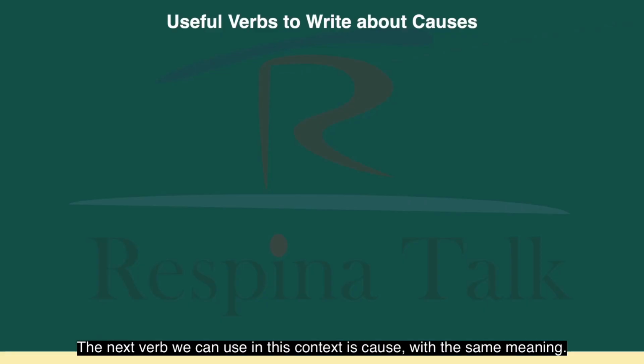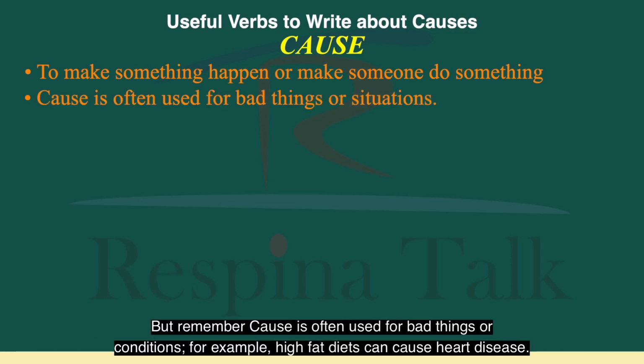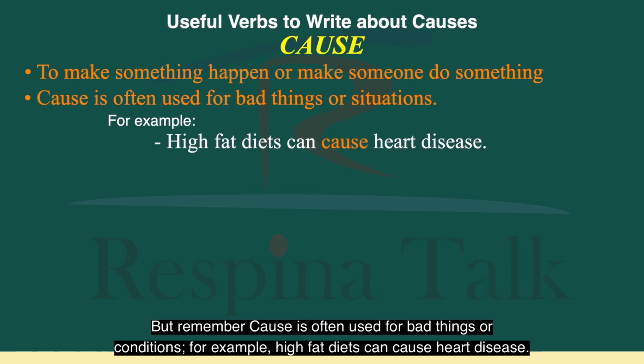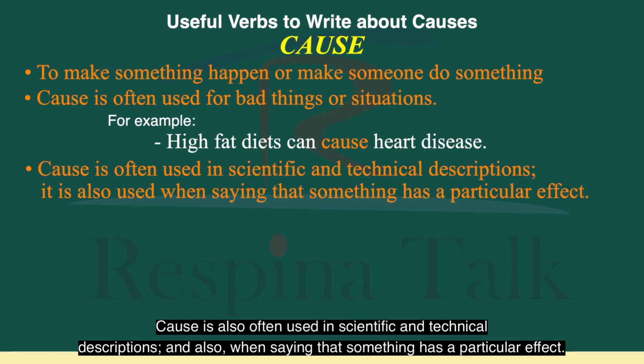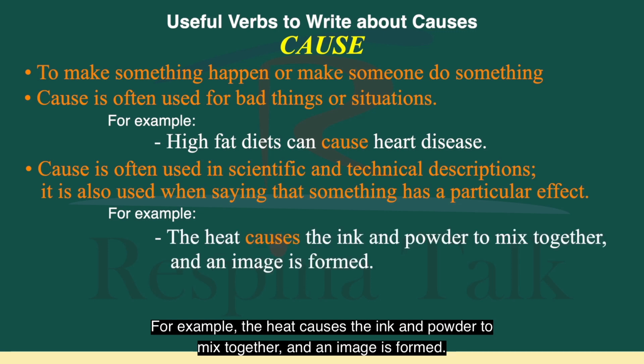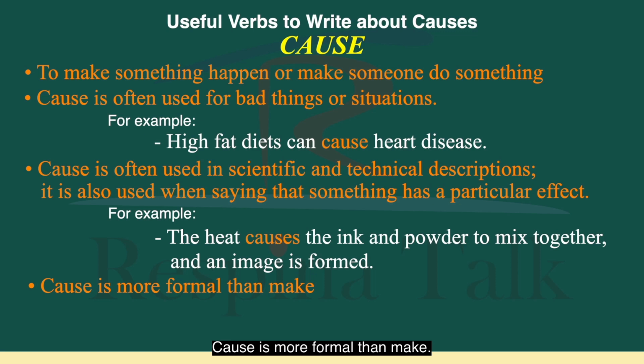The next verb we can use in this context is cause, with the same meaning. It means to make something happen or make someone do something. But remember, cause is often used for bad things or situations. For example, high-fat diets can cause heart disease. Cause is often used in scientific and technical descriptions, and also when saying that something has a particular effect. For example, the heat causes the ink and powder to mix together, and an image is formed. Cause is more formal than make.